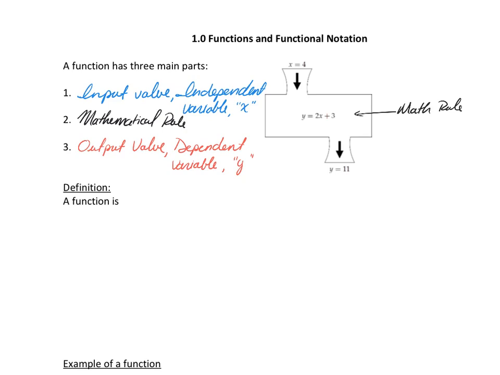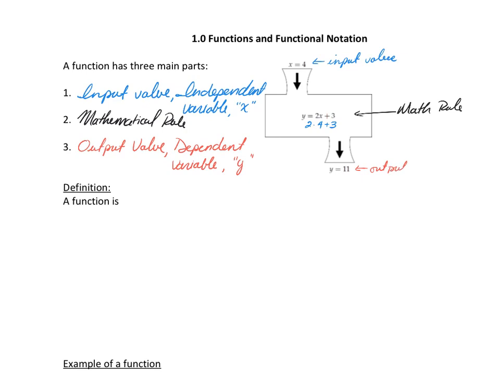So if I choose an input, let's suppose that I let my input x equal 4. Then when we put it into the function machine, the mathematical rule says take 4, multiply it times 2, and add 3 to it, and the machine will give us a corresponding output of 11, because 2 times 4 is 8, 8 plus 3 is 11.